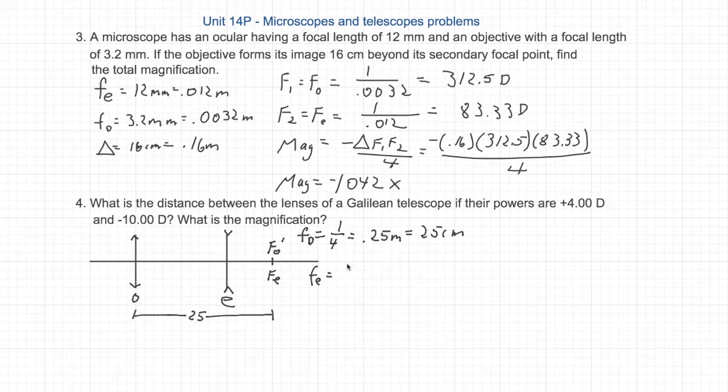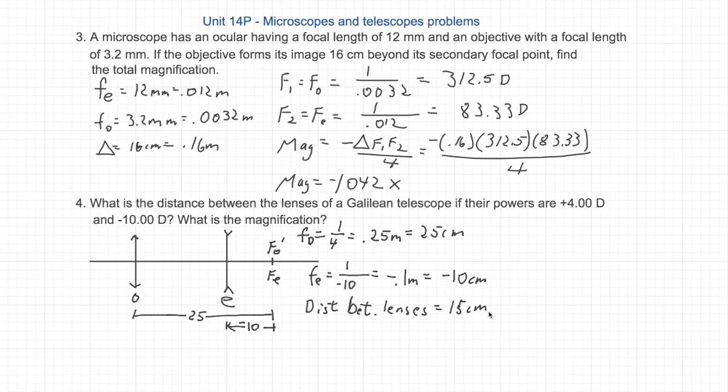That's the objective. The focal length of the eyepiece will be 1 over minus 10. So that's minus 0.1 meters or minus 10 centimeters. It's measured from the primary focal point, FE, to the lens. So there's the 25 minus 10 centimeters. So you can see that the distance between the two lenses must be 15 centimeters. That answers the first question.